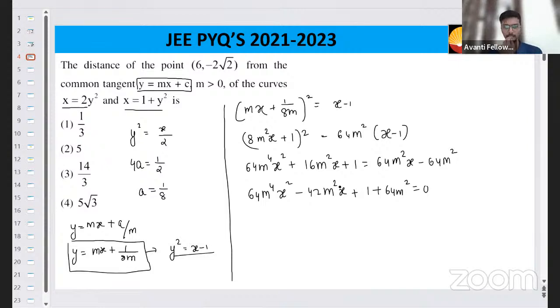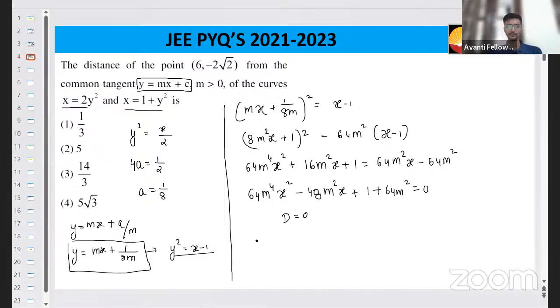I think 48 it will be, right? Yeah. So now the discriminant should be equal to 0. What is the discriminant? b square minus 4ac. So the discriminant will be b square minus 4ac.